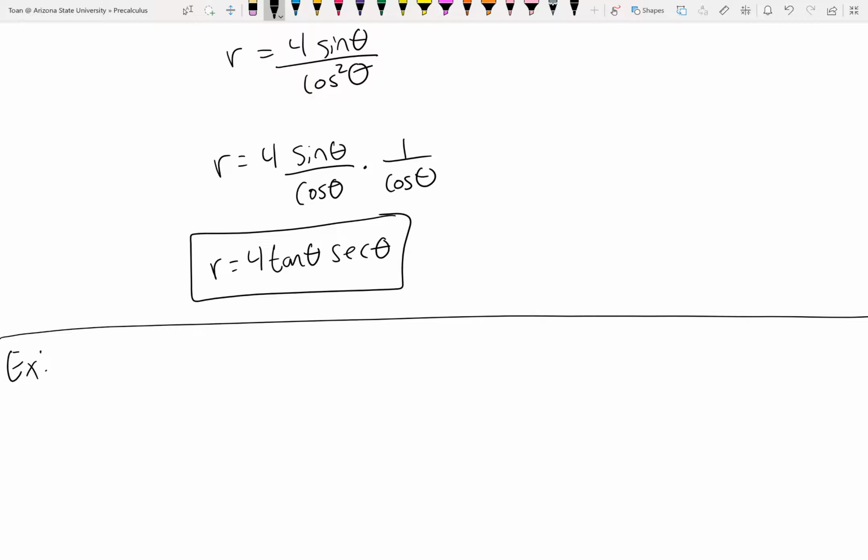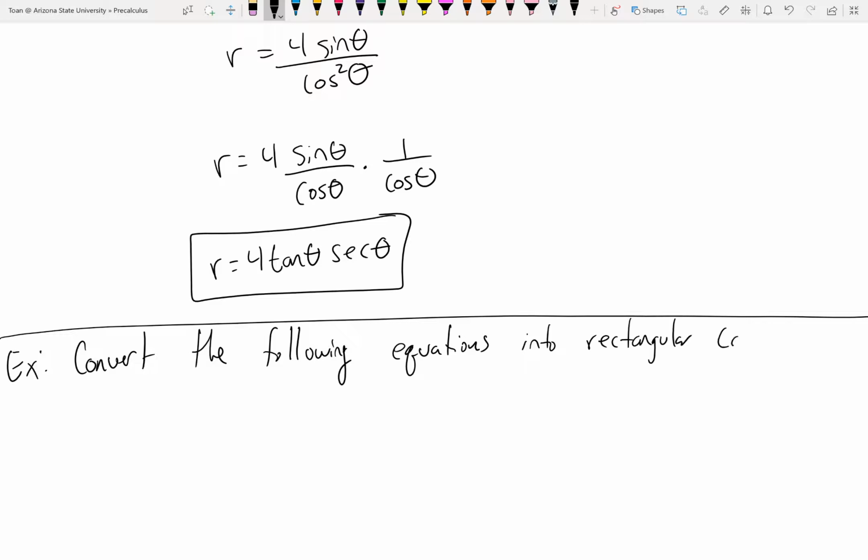So let's suppose I ask you to convert the following equations into rectangular coordinates.